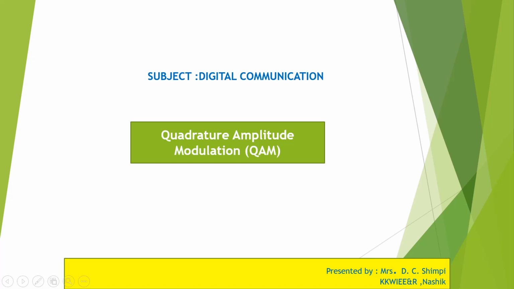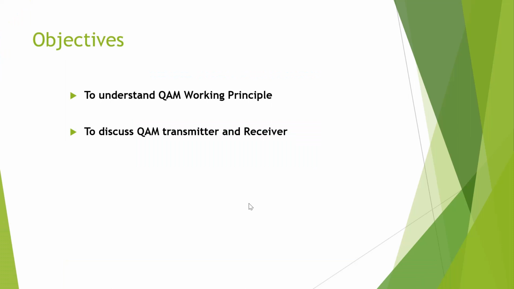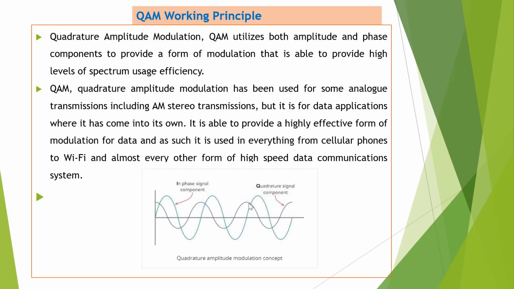Hello friends, our today's topic of discussion is QAM, that is quadrature amplitude modulation. The objectives of today's lecture are to understand the QAM working principle and to discuss the QAM transmitter and receiver. Basically, quadrature amplitude modulation utilizes both amplitude and phase components to provide a form of modulation that is able to provide a high level of spectrum usage efficiency.